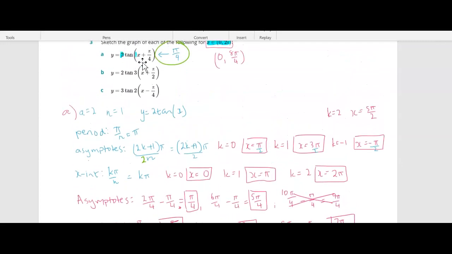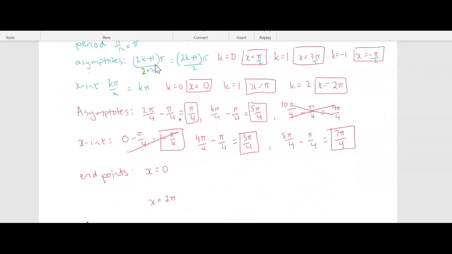So 2 times 0 plus pi on 4, so just pi on 4. And tan of pi on 4 is 1 from memory. Is that the only one I can remember? I wonder if I have remembered that correctly. So y equals 2. Then for 2 pi, we're going to have 8 pi on 4 plus pi on 4.